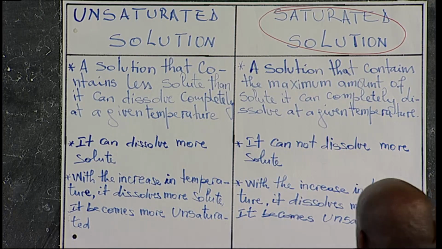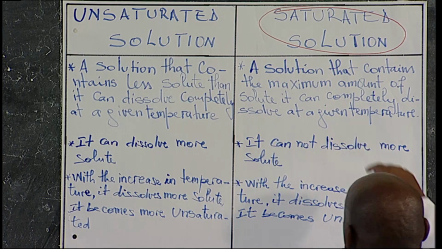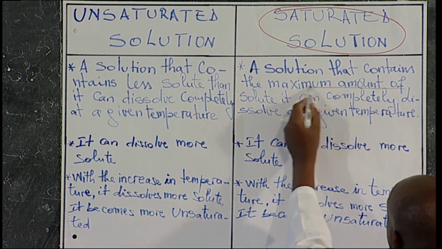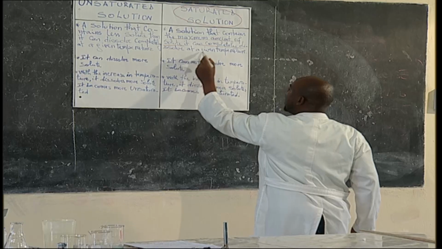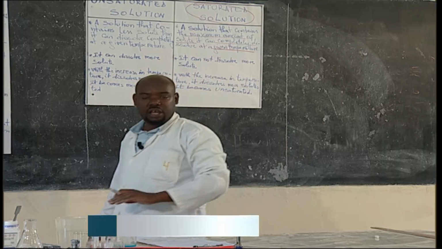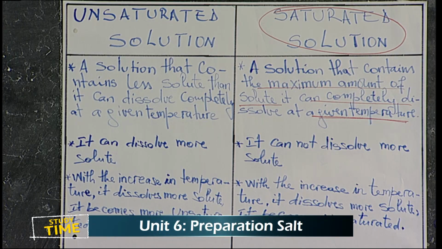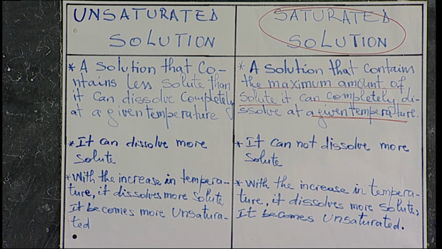Saturated solution. A saturated solution is a solution that contains the maximum amount of solute it can completely dissolve at a given temperature. You have to be very careful with that temperature. Why? Because when you change temperature, the solubility will decrease or increase, depending on how you have changed the temperature. We'll look at that very soon.